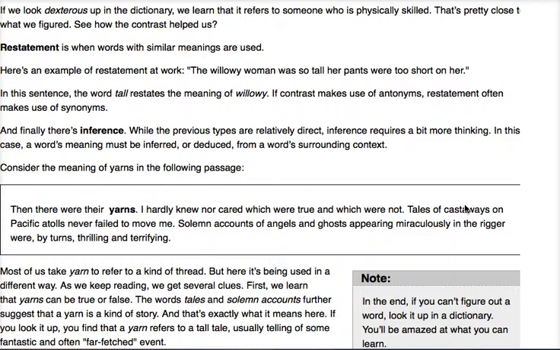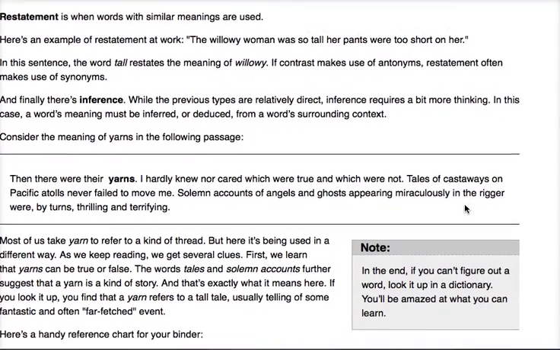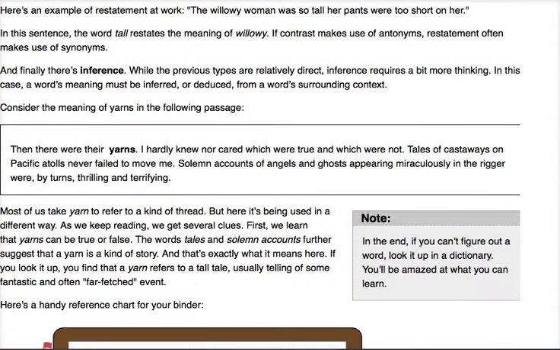Consider the meaning of yarns in the following passage. "Then there were their yarns. I hardly knew nor cared which were true and which were not. Tales of castaways on Pacific atolls never failed to move me. Solemn accounts of angels and ghosts appearing miraculously in the rigging were by turns thrilling and terrifying." So in this case, the word yarns, do you think it means yarns that you might knit a scarf or sweater with? No, not really.